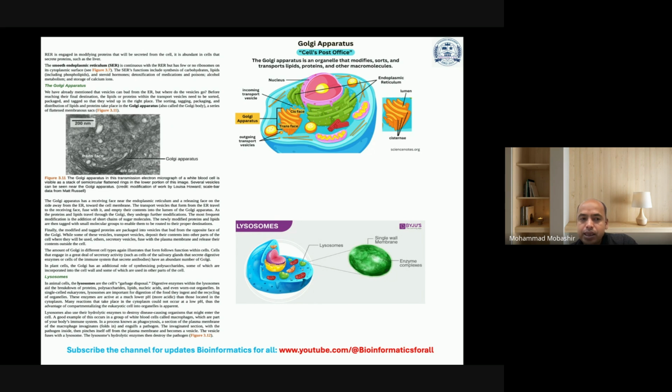In single-celled eukaryotes, lysosomes are important for digestion of the food they ingest and recycling of the organelles. These enzymes are active at a much lower pH. And these components are so important for a cell that questions come up everywhere in the exam. So you need to remember these things.